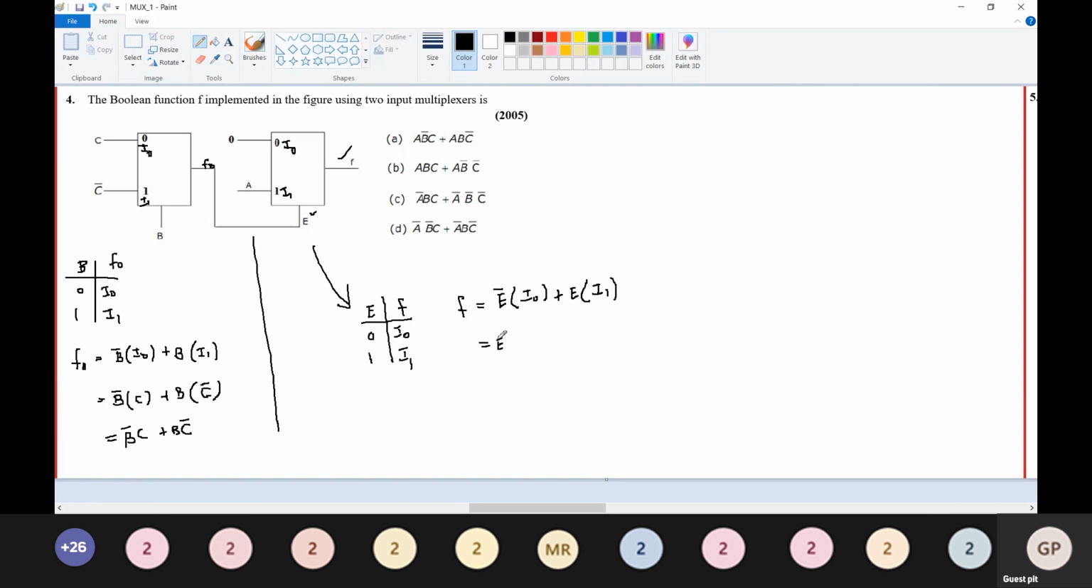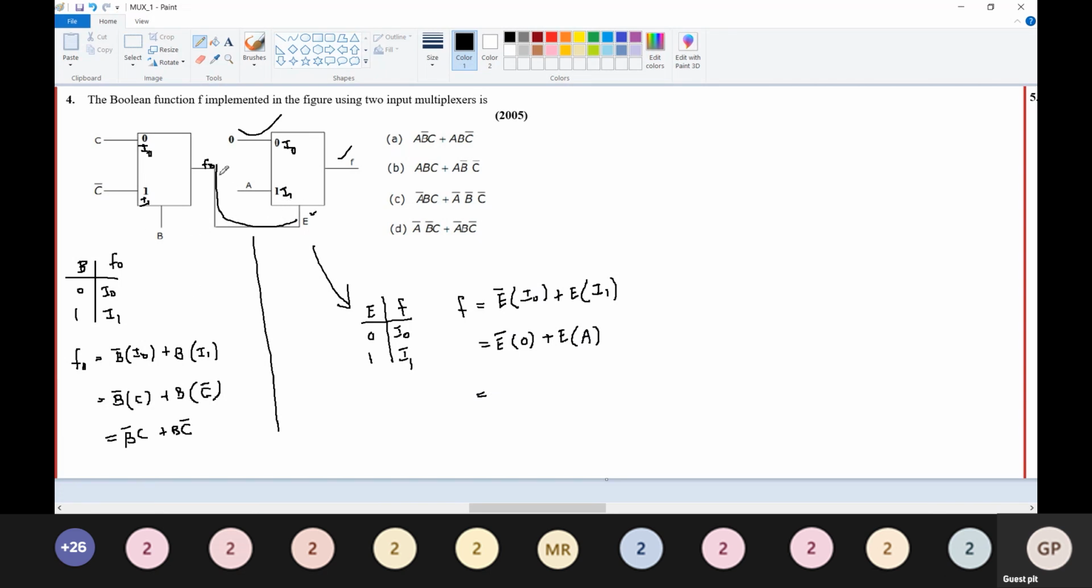So here, let me keep it as it is. We'll write the input values: E dash into I naught value. What is the I naught value here? It is 0, plus E into your I1 value. I1 value here is going to be A. So what is the value of E?